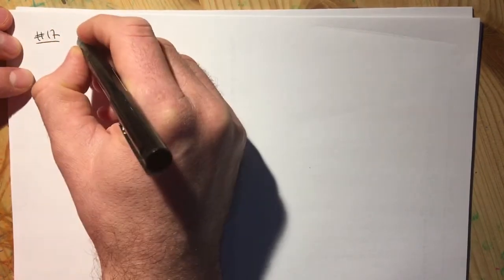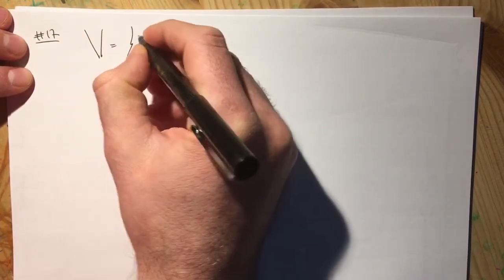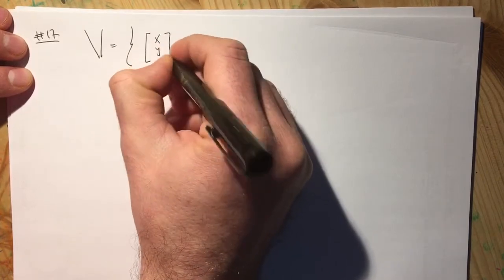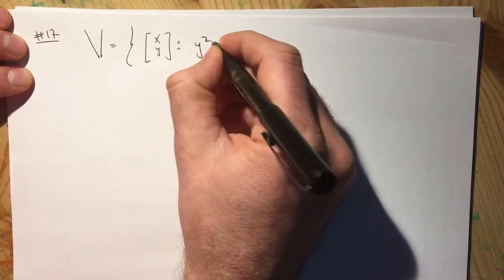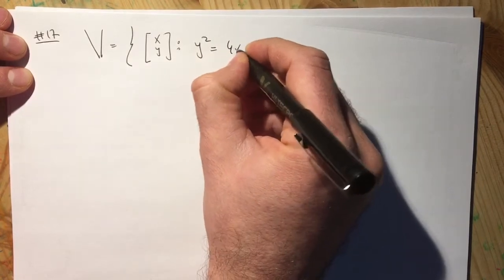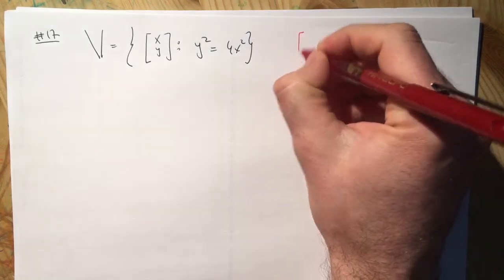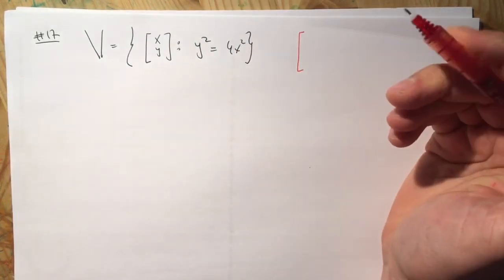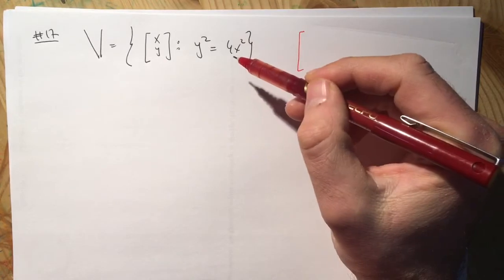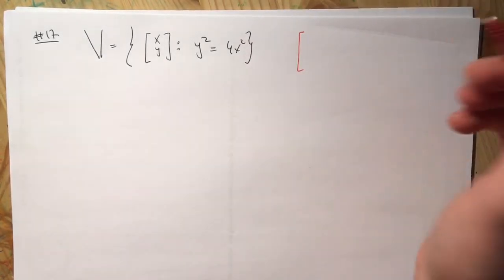Problem 17. We're given a set consisting of two-dimensional vectors for which the following condition is satisfied. What did I say? Similarly to transformations, with these sets, it's always a good idea, even before reading the question, to check what type of vectors are in here. Okay, so let's write one or two vectors.